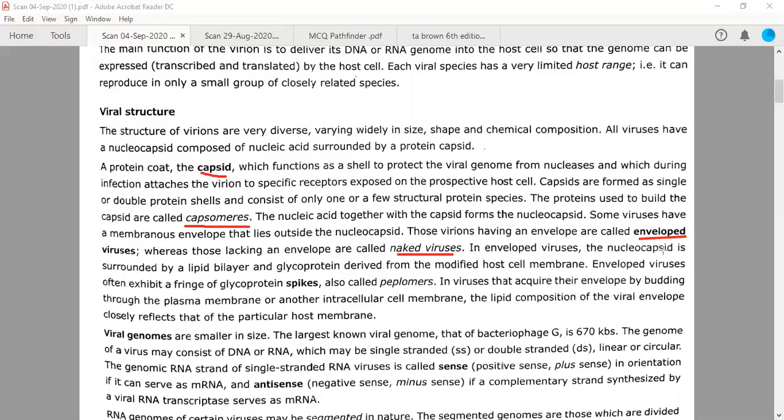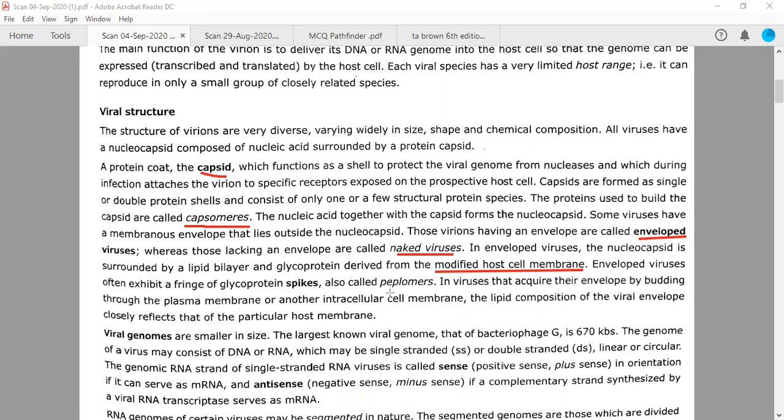In enveloped viruses, the nucleocapsid is surrounded by a lipid bilayer and glycoprotein, which is derived from the modified host cell membrane. Whenever a virus is infecting an organism, it can take some portion of its plasma membrane and modify this host plasma membrane, and this will become the envelope of the virus. This will give rise to a completely different class of viruses. Those are called enveloped viruses.